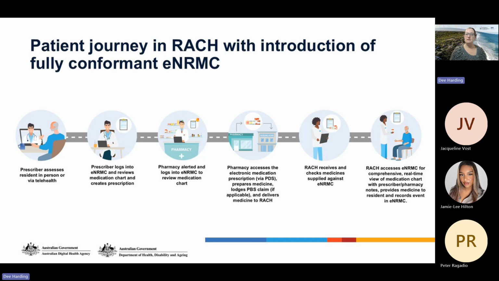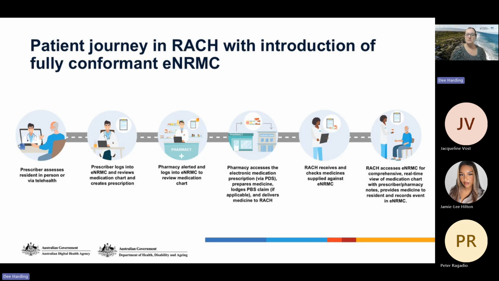Once the GP has completed their resident consultation, for example, and this can be done, of course, in person or via telehealth, they then log into the eNRMC and prescribe the medication. This creates an alert on the pharmacy system, prompting them to review that, process it, prepare and lodge a claim for PBS for this new medication. They would dispense it, of course, and then have it delivered to the residential home.